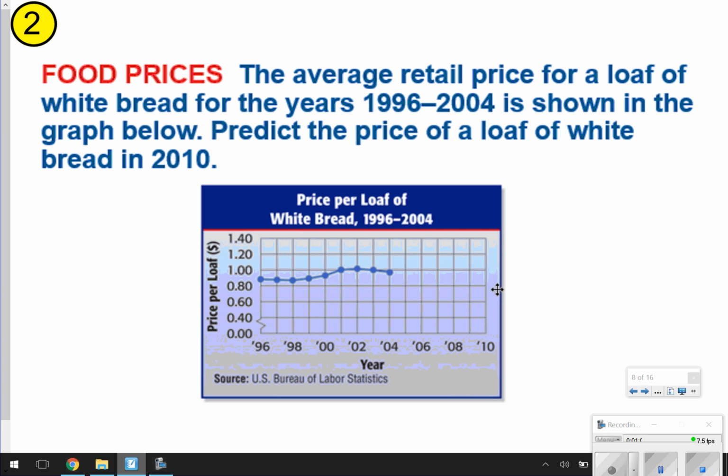Next thing we're going to look at is just estimating what's going to happen on line graphs. This one talks about food prices. It says the average retail price for a loaf of bread for the years 1996 to 2004 is shown in the graph below. Predict the price of a loaf of white bread in 2010. So just estimating what it's kind of done. It dipped down a little bit and then went back up for 2001, 2002. So what do you think it's going to be for the year 2010? 2010 is going to be on this last line here. Go ahead and pause the video, predict with your partner what you think the answer is to number 2. Click play when you're ready to answer question 3.